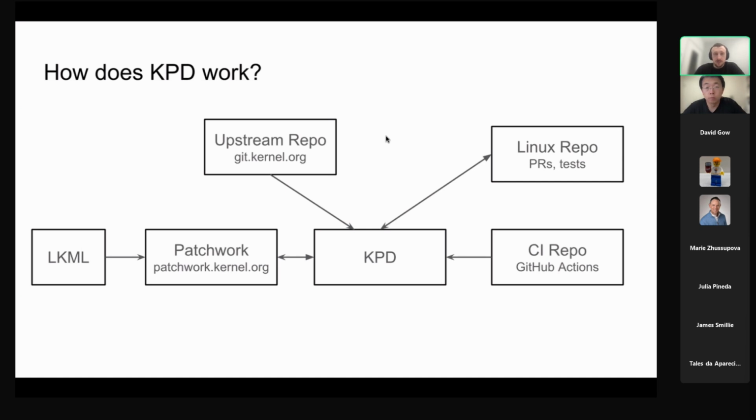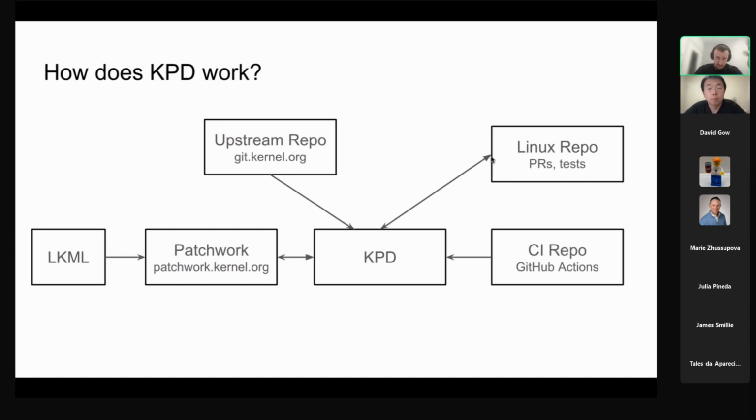So yeah, I didn't mention all the pieces. You obviously have an upstream repository for your subsystem, which would usually be hosted on git.kernel.org. And you have a mirror of this repository on GitHub in order to enable the testing that KPD is doing. So KPD is keeping in sync the upstream repository, which you of course can configure, with your repository specifically for testing.